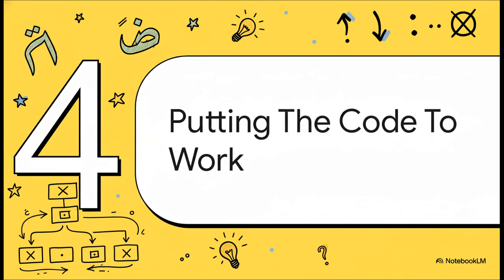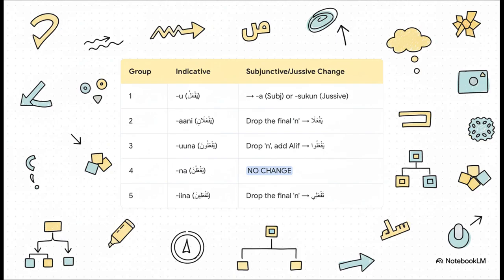All right, so let's put this code to work. Let's see how this powerful system actually works in action. Forget memorizing a giant table. We're just going to apply a few super simple rules. This table just lays it all out beautifully. I mean, just look at how simple this is. For groups 2, 3, and 5, that's 3 out of the 5 groups, the rule is exactly the same. You just drop the final N. That's it. The only real variations you have to think about are group 1, which just changes its final vowel, and the wonderfully stubborn group 4, which, get this, never changes at all.